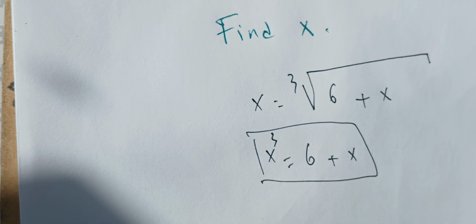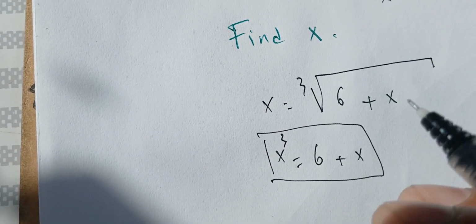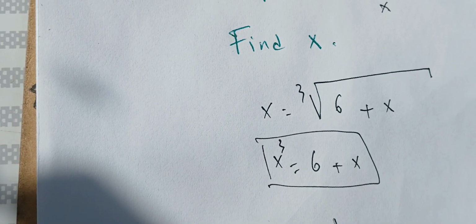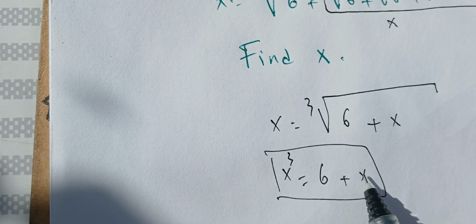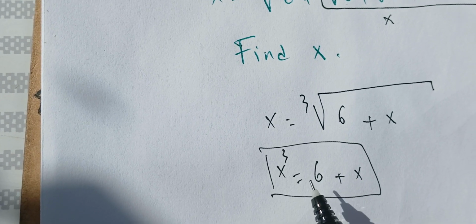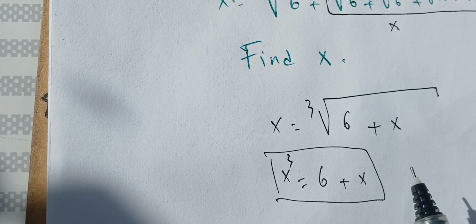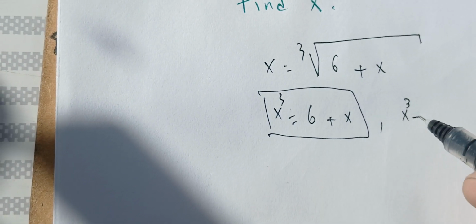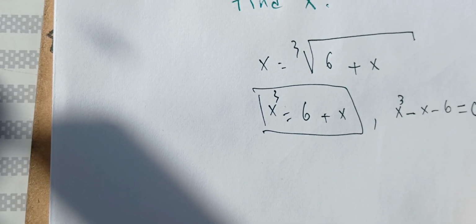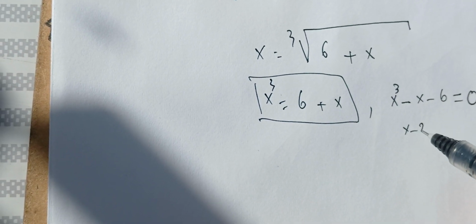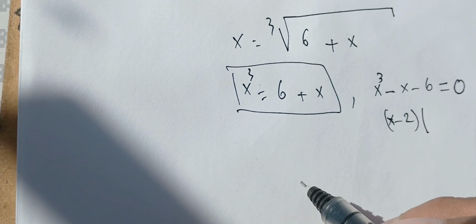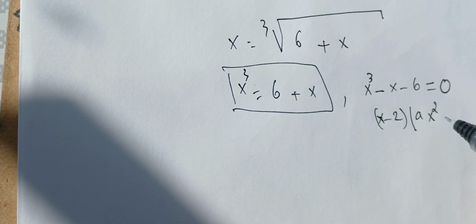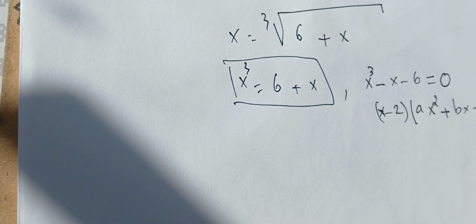We have a formula. It's long, but sometimes trial and error can help us find the solution. Here we can try using small numbers. I can see that 2 is a solution. Why? Because 2 cubed is 8 and 6 plus 2 is 8. Therefore, this equation, which I can write as x cubed minus x minus 6 equals 0, can be written as x minus 2, because 2 is a solution, and I can factor out x minus 2 times a polynomial of second degree.